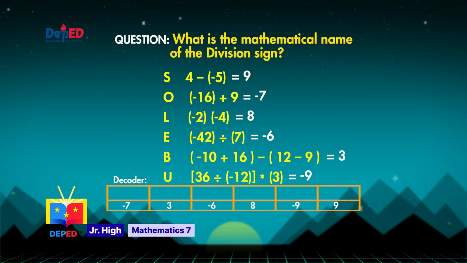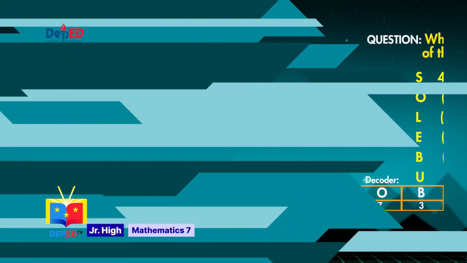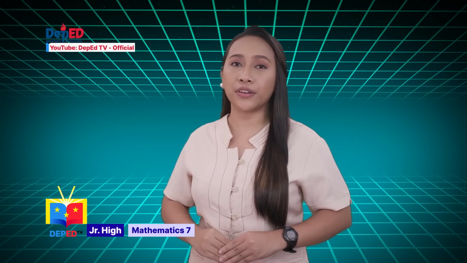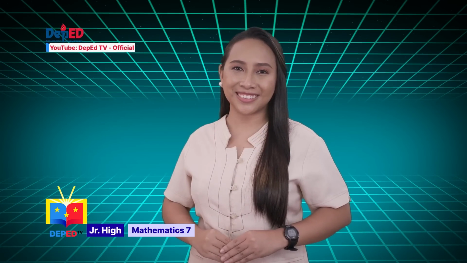Now, what is the answer to our math trivia question? What is the mathematical name of the division sign? Obelus. You did great! It's good to know that you have already mastered the rules in the operations of integers.